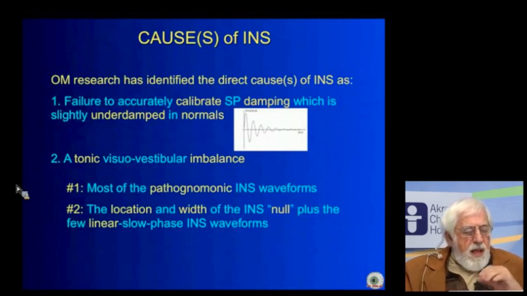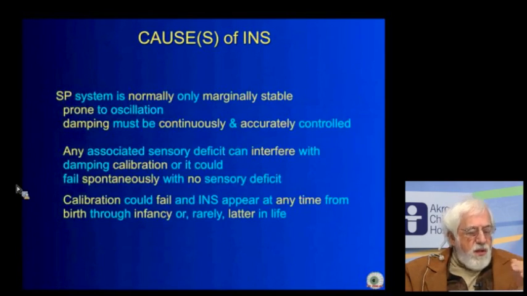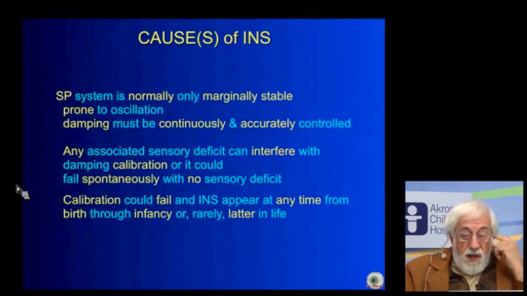So, you have a marginally stable system prone to oscillation, and therefore throughout life we have to continuously monitor and calibrate that system. Any deficit present early on, when the two systems are talking to each other and modifying each other, can interfere with that calibration, and the system could just fail spontaneously. And as I said before, it could occur at any time.